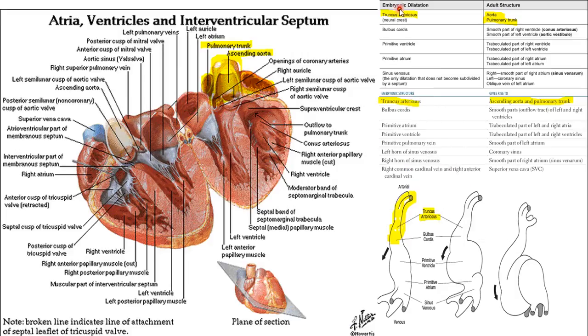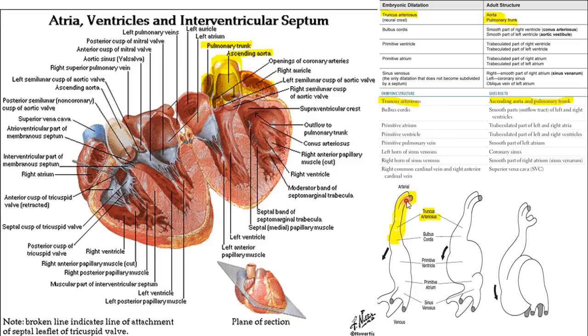There's a laser pointer. Okay, so embryonic dilatation, Truncus arteriosus. The Truncus arteriosus, if you look down here, it's this structure. When the heart first forms, it doesn't look like a heart at all, and it's upside down and backwards, basically. So up here is the Truncus arteriosus. This eventually will become the aorta and pulmonary trunk.